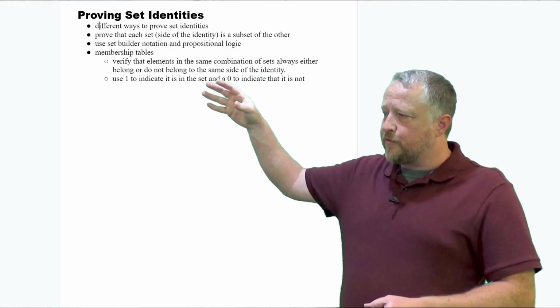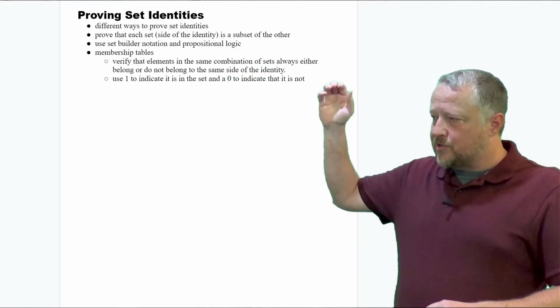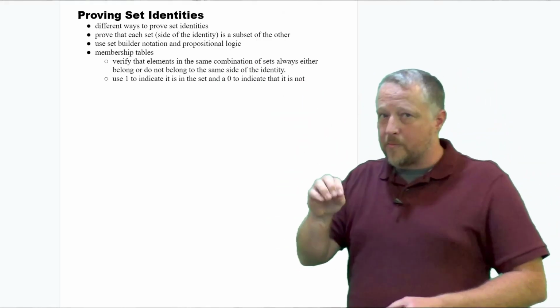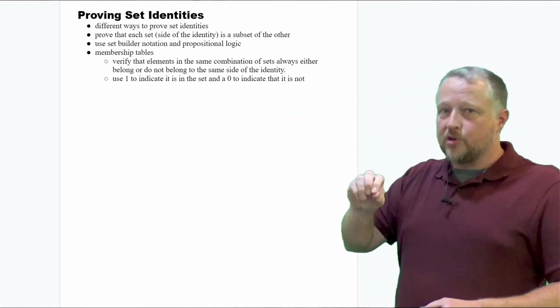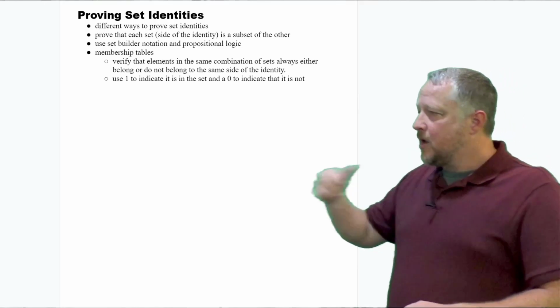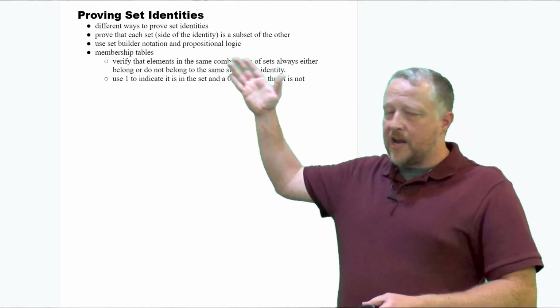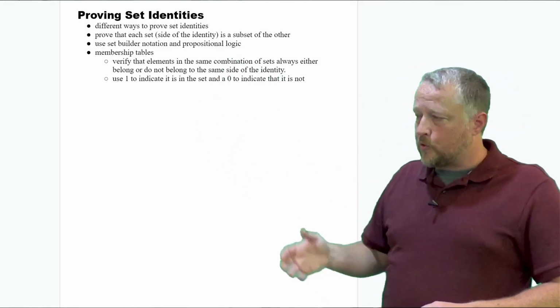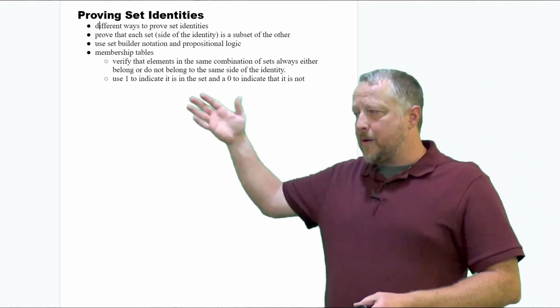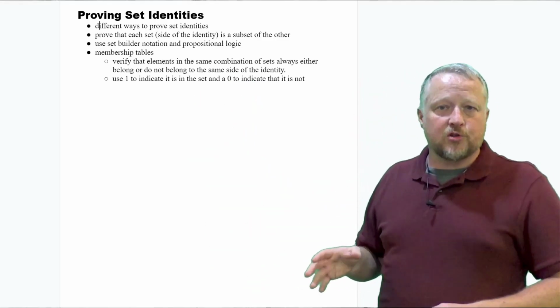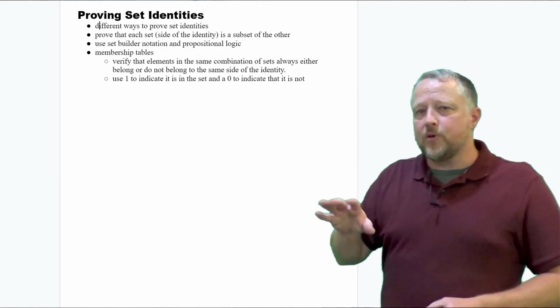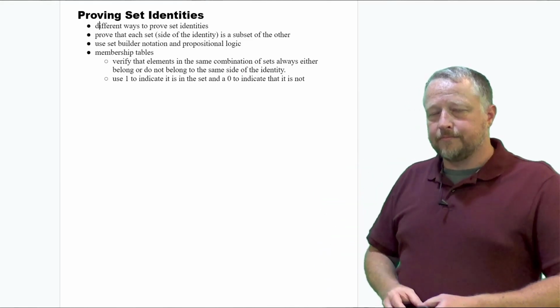There is the proof that each side of the identity is a subset of the other. Now remember, subset is equal to or smaller, so just heads up. We can use set builder notation and propositional logic to prove it as well. And then there's the membership tables, which frankly look like truth tables. So those are the three examples that you're going to see here in a minute.